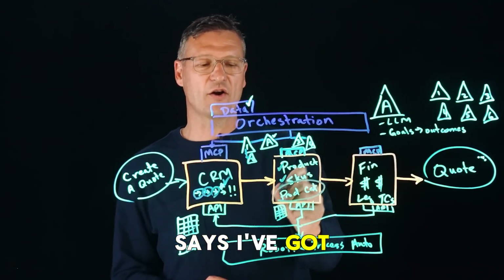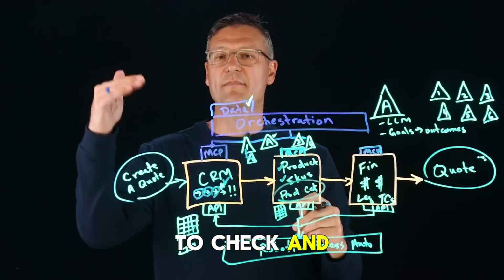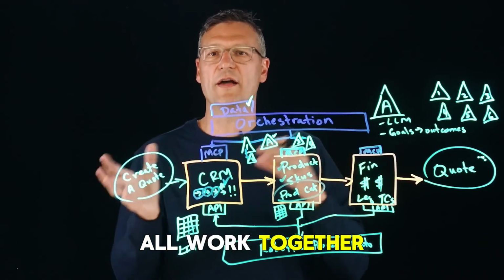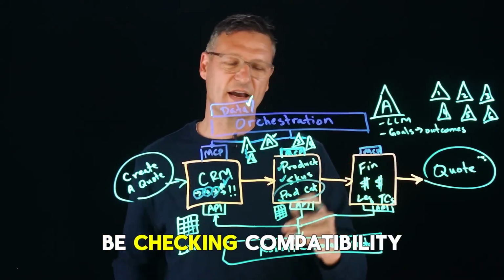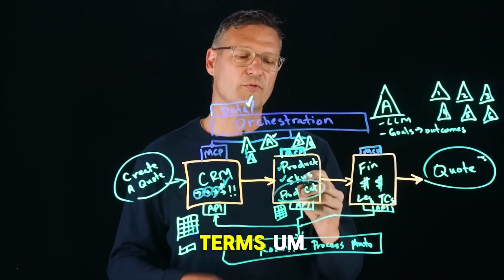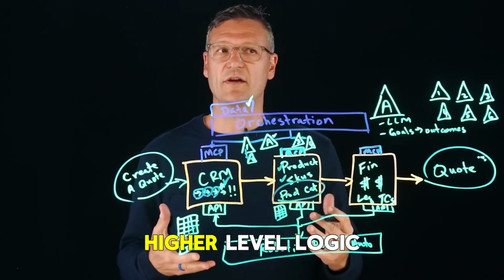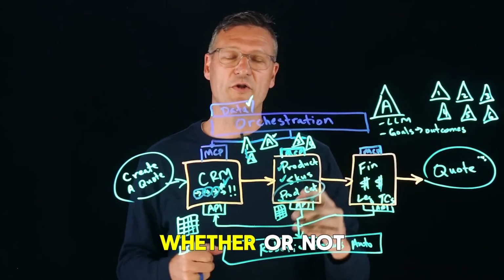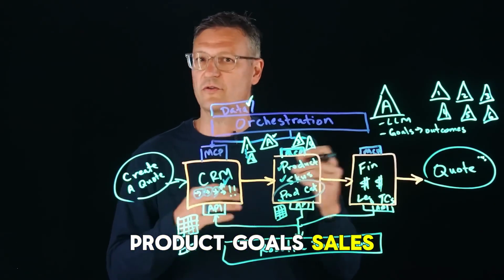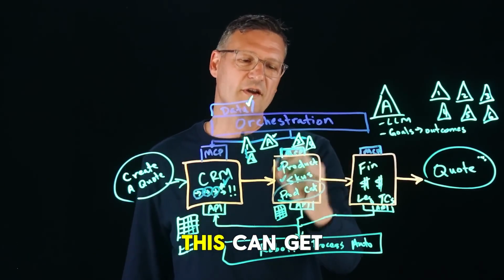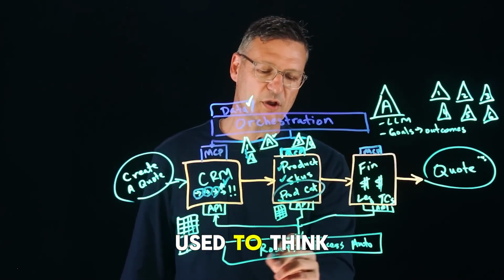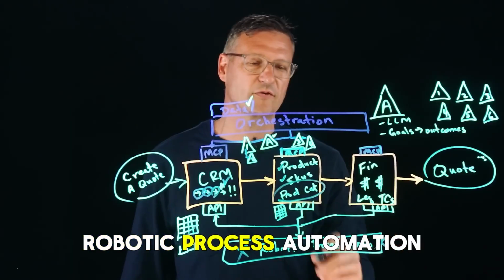So agent 4 says, I've got to go into the product catalog and make sure that the list of SKUs that agent 3 gave me all work together and that we can ship them together. So I might be checking compatibility. I might be checking legal constraints or commercial terms. I may even be doing really higher level logic, like checking whether these SKUs are aligned with the current product goals, sales goals, etc. So really, this can get quite complicated and much richer than what we used to think about down here in robotic process automation.